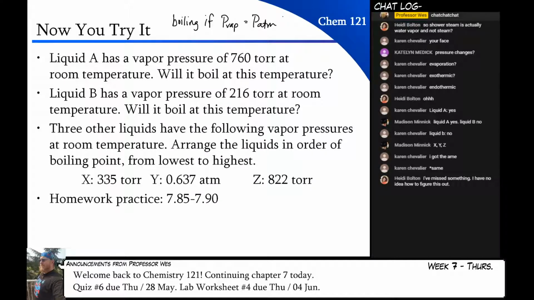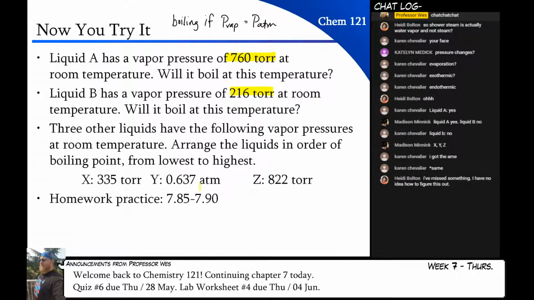Remember that liquids will boil if their vapor pressure equals atmospheric pressure. We're going to assume that all of these are at sea level. And so what you have to do is you have to take this number and tell me if that number for its vapor pressure is above atmospheric pressure, below, or equal to. And if it's equal to or higher than atmospheric pressure, it will boil. And then you have to do the same thing for this one. And then down here, turn these all into the same unit, and then you can arrange them by boiling point.